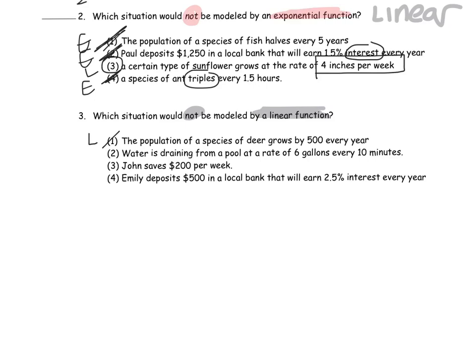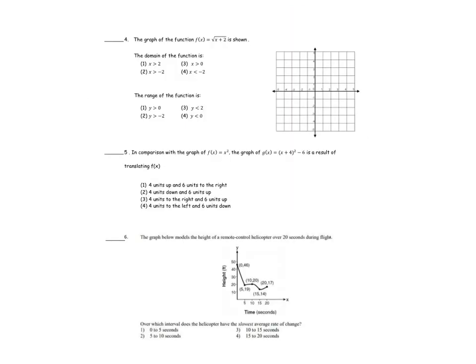The water is draining from a pool at a rate of 6 gallons every 10 minutes. Every 10 minutes, 6 gallons is coming out. This is linear. John saves $200 per week. Same amount every week. It is linear. Emily deposits $500 in a local bank that will earn 2.5% interest every year. That is exponential. All right. So the only one that isn't linear is 4.